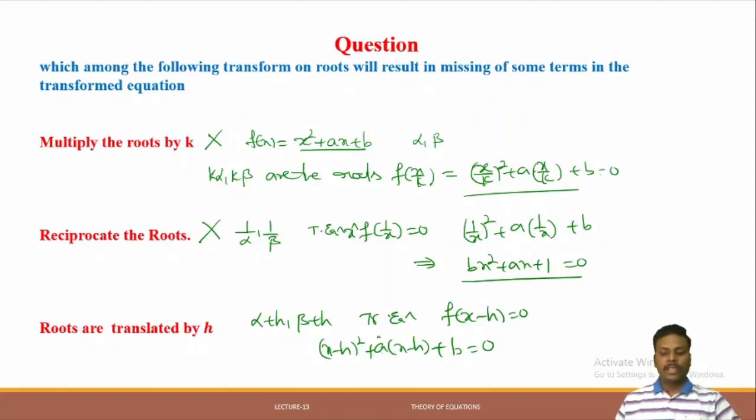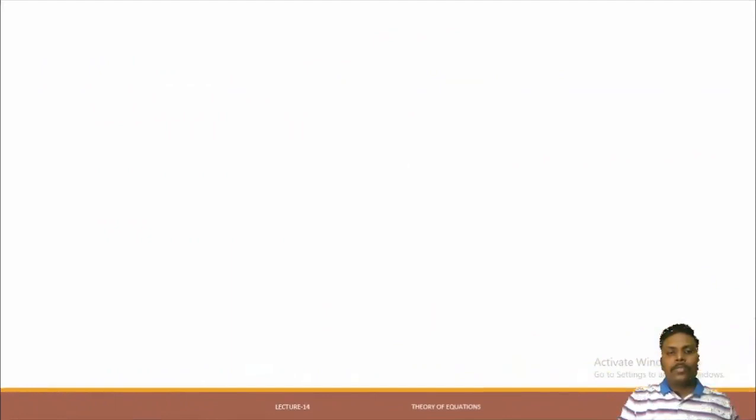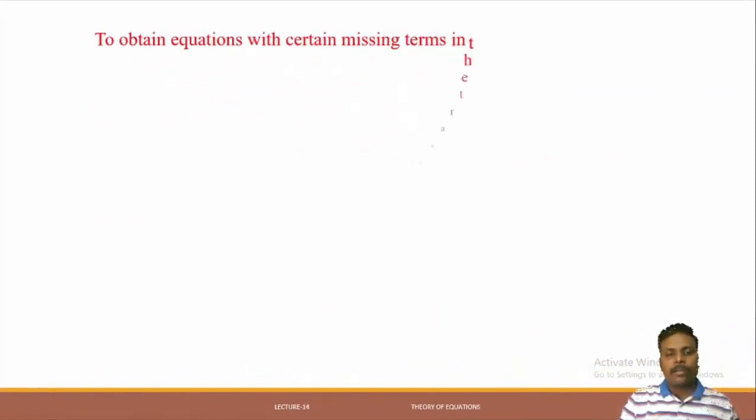That means in this equation I can make some of the coefficients 0 also, whereas in the other two cases you cannot do that. So in order to make some terms in the transformed equation to be 0, we have to use the transformation called a translation of the roots by h. Now let us see how to find the transformed equation of a given equation in which certain terms are missing.